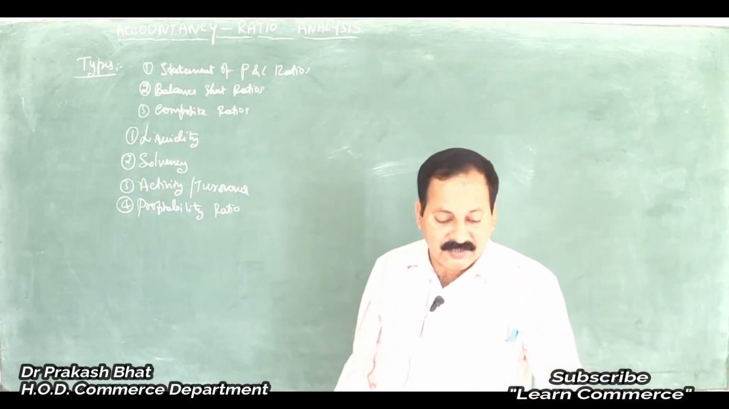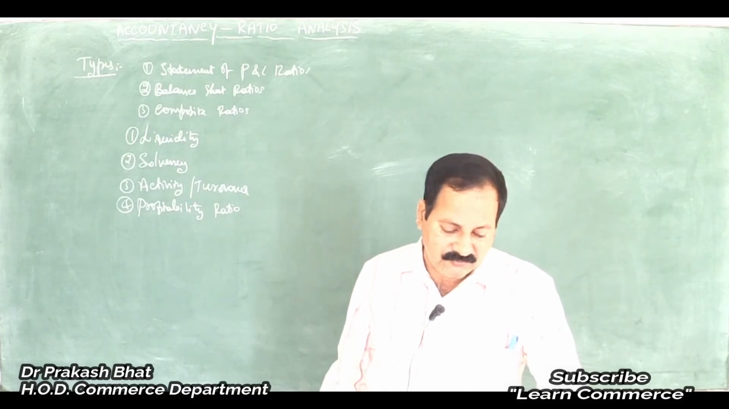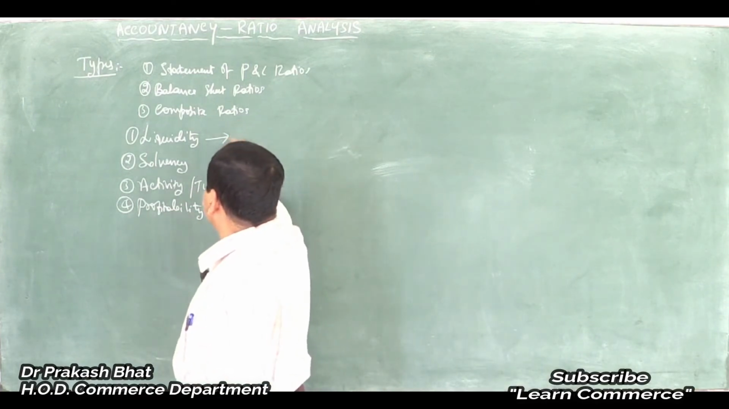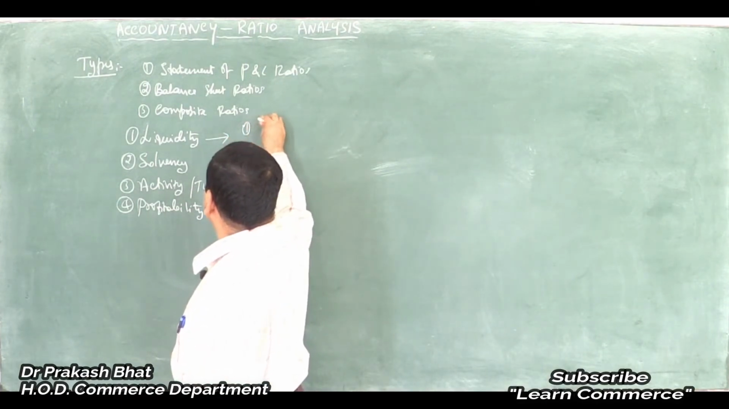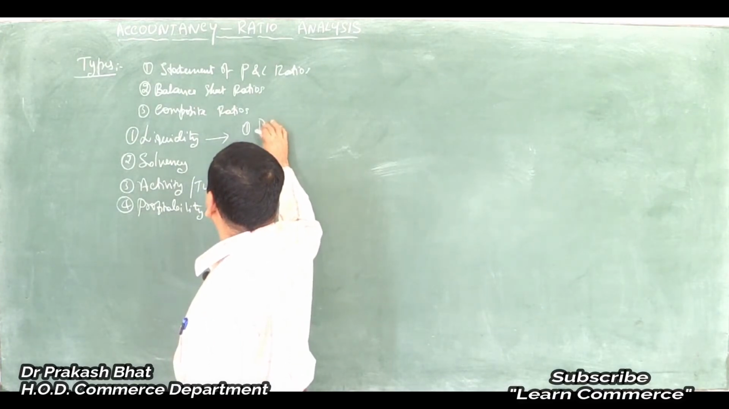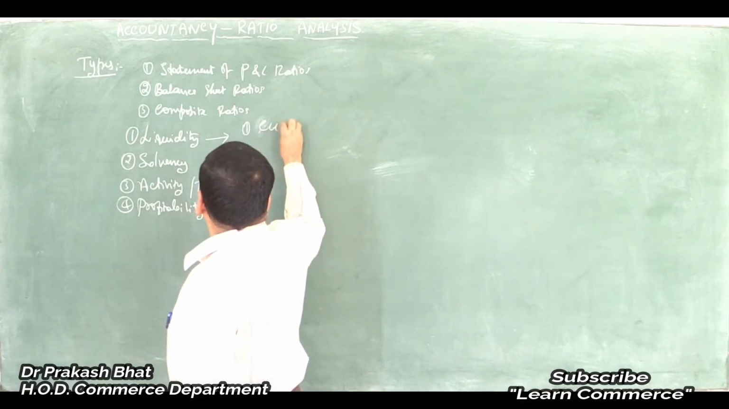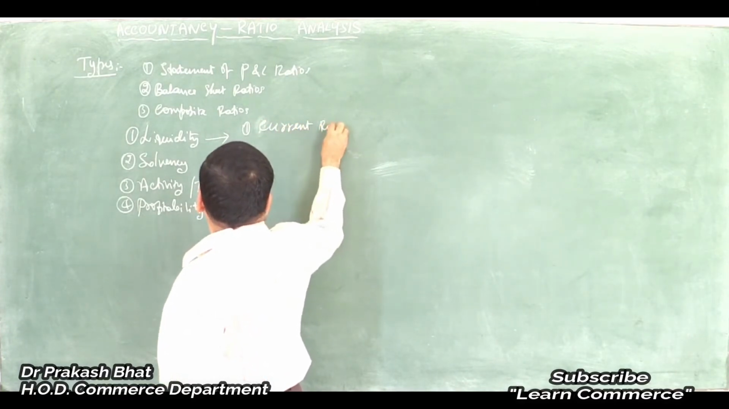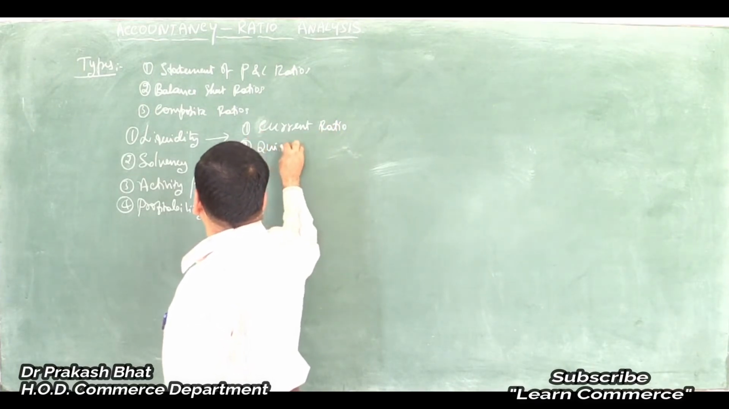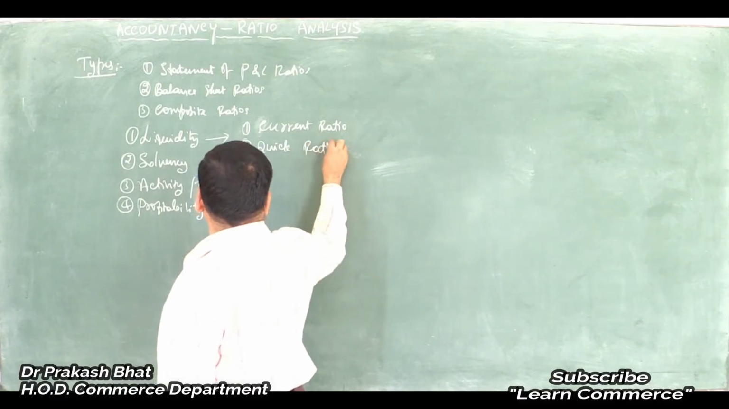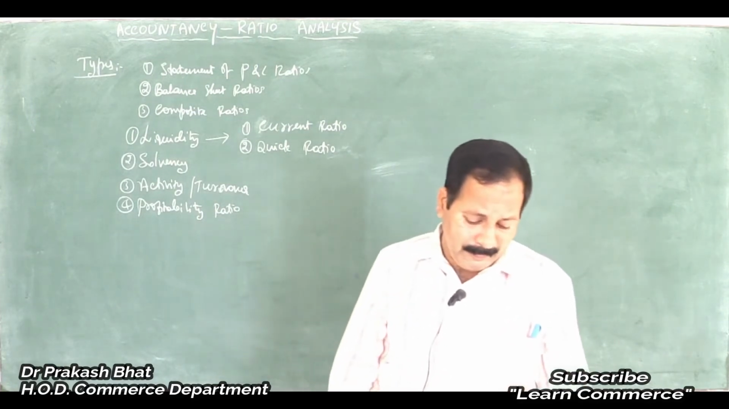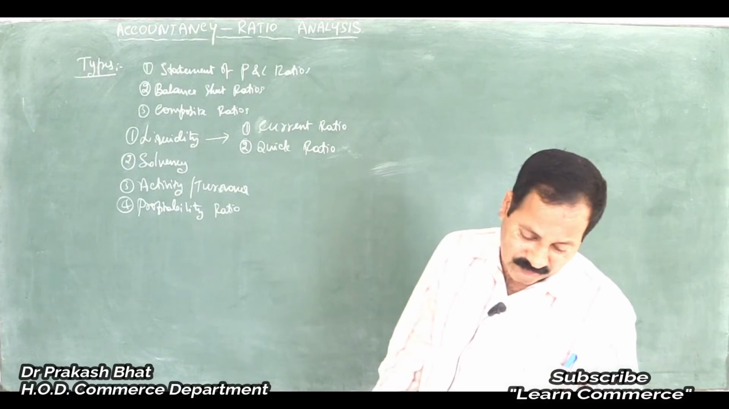First I will take up liquidity ratios. There are two ratios under liquidity. First one is, no, I am sorry, the current ratio, and the second one is the quick ratio. Current ratio and quick ratio. These are the two classifications of these liquidity ratios.